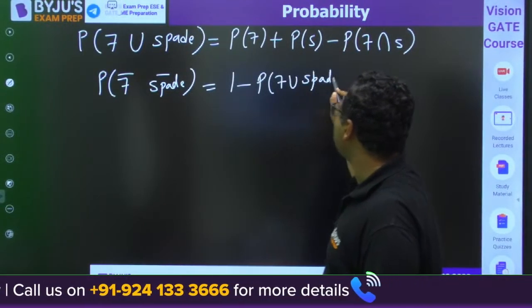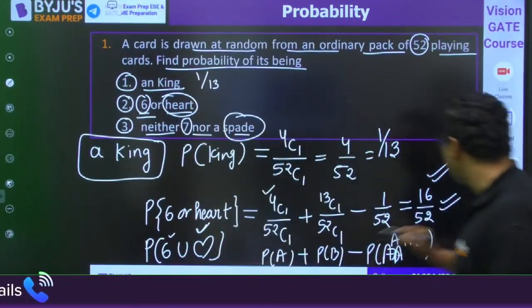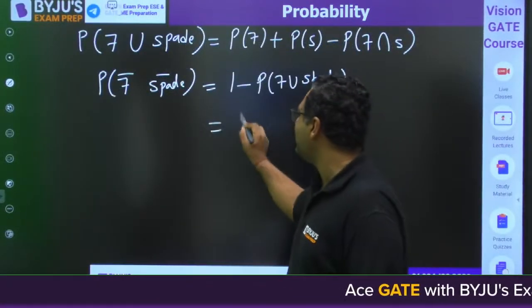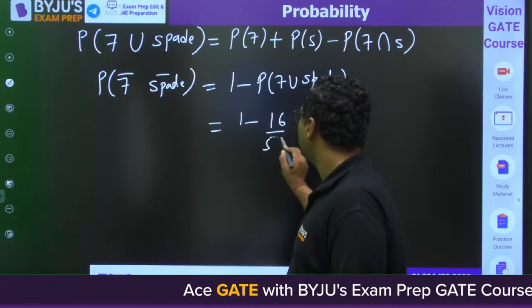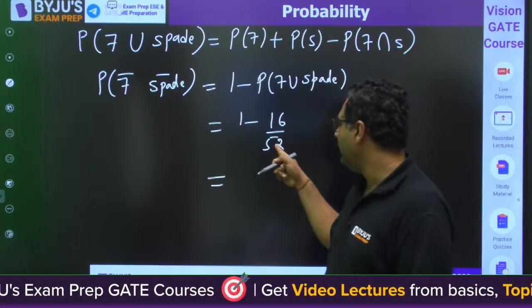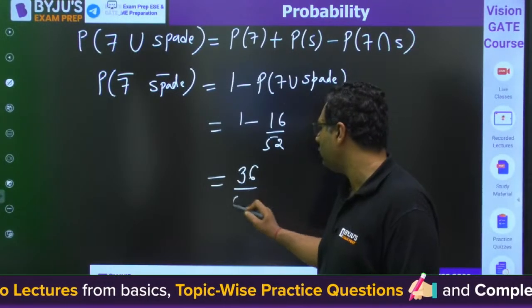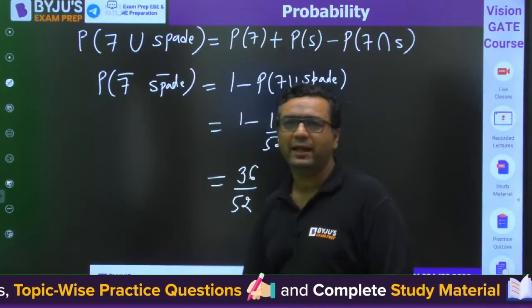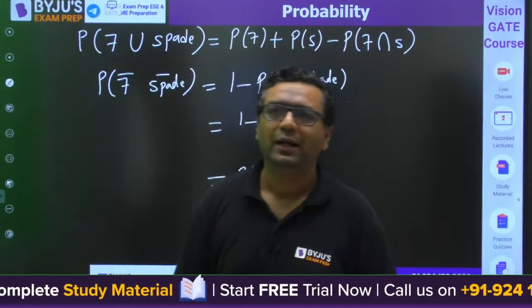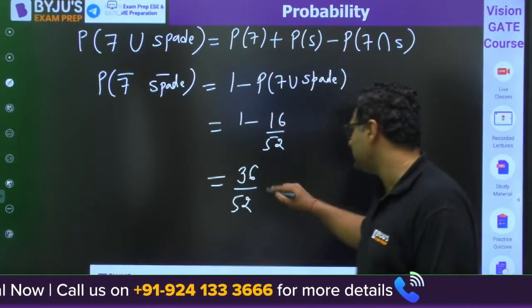And if you see the 7 or spade, it is very much similar to the 6 or heart. So the probability for that will be once again 16 by 52. So it is going to be 1 minus 16 by 52. Now I feel you can see what would be the answer. I feel the answer should be 36 by 52. Am I correct? Yes, very good Vinay, very good Ajit, Malesh. I am very happy to see you guys. Is it clear? So the answer will be 36 by 52.